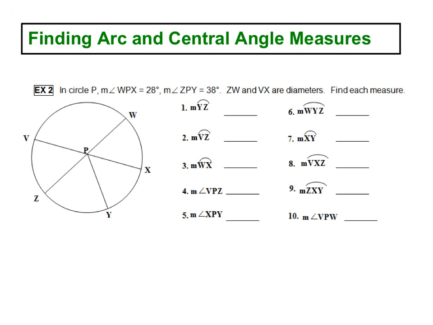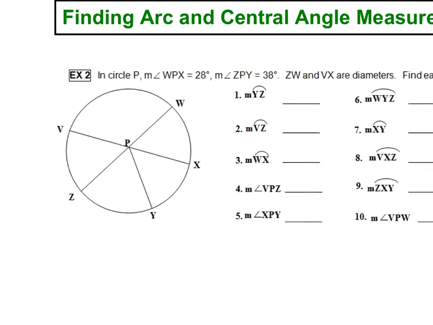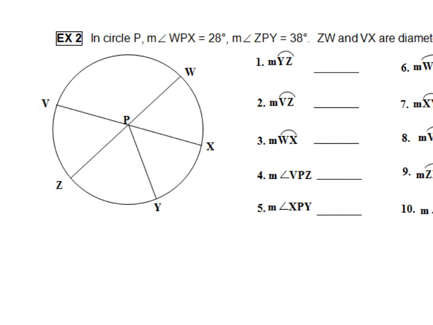All right, in this example, we're going to look at finding different arc measures and angle measures in this circle. So we have kind of a lot to look at here. Let's start with the given information and we'll label our picture. It says in circle P, the measure of angle WPX is 28. So WPX, that measure is 28 degrees. So that's one of our central angles. Then it says the measure of angle ZPY is 38 degrees.